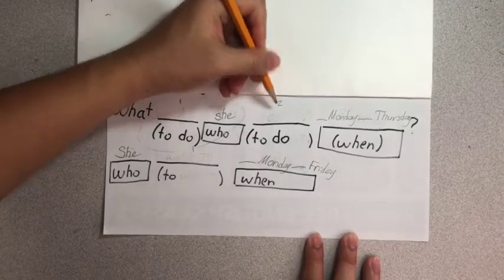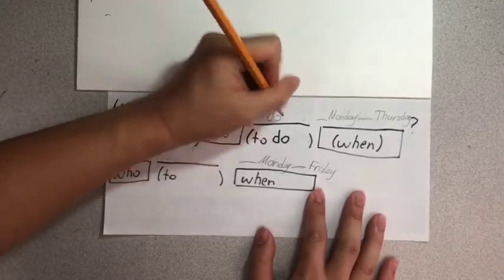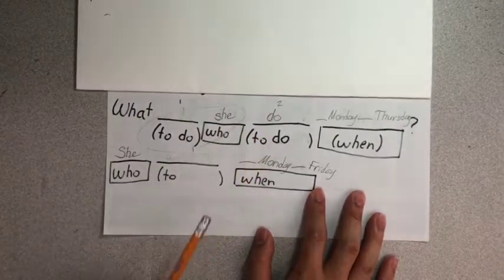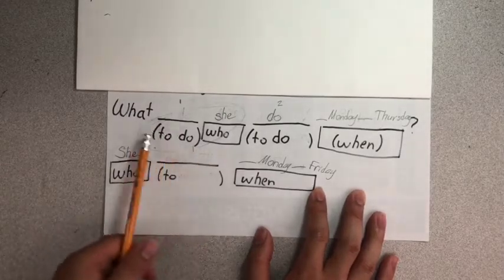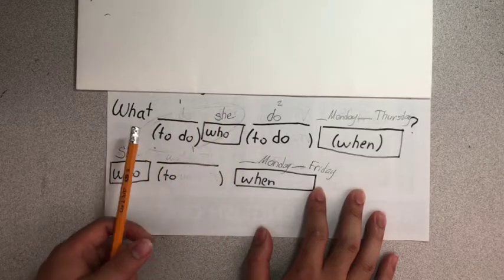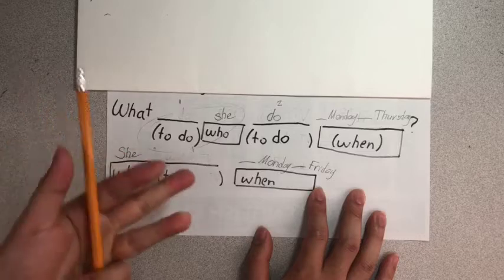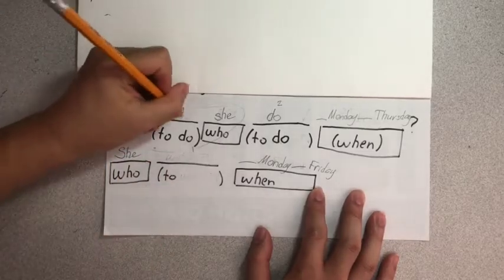Let's do the second verb first. The second verb is easy. The second verb we don't change, so it is do. The first verb is to do and she. What is to do and she? I, you, we, they do. He, she, it does.